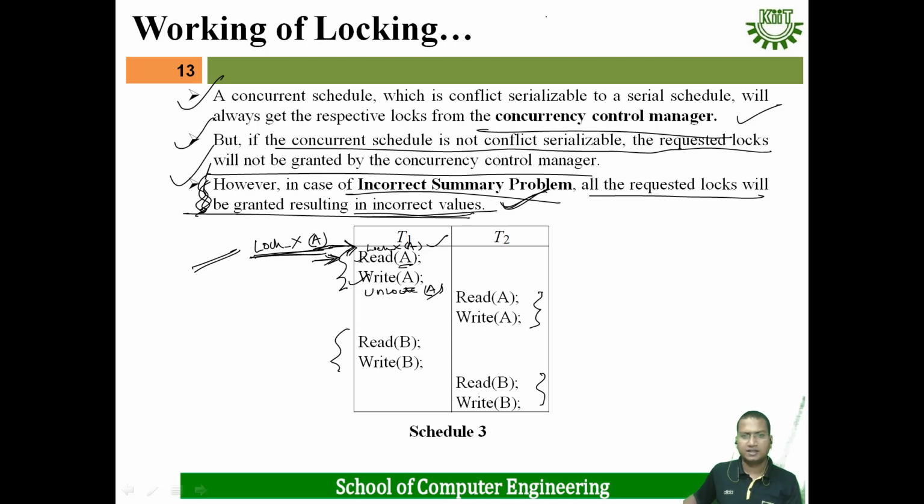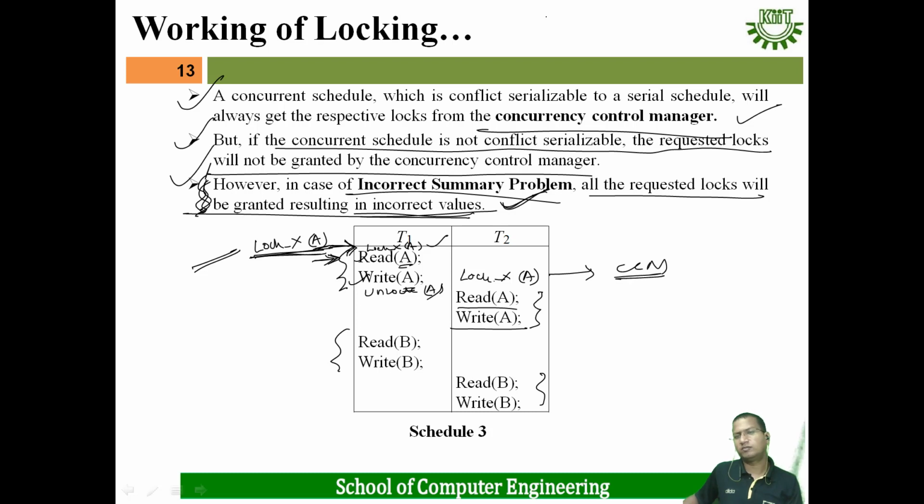It will unlock it. Then after that, suppose T2 wants to execute this instruction, that is, read and write A. That means it has to request an exclusive lock, lock X on A, to the concurrency control manager.